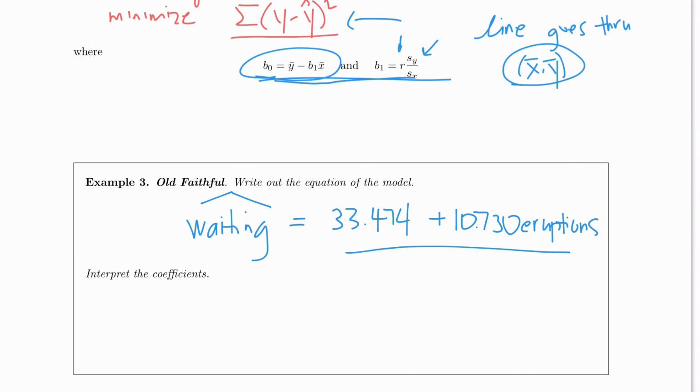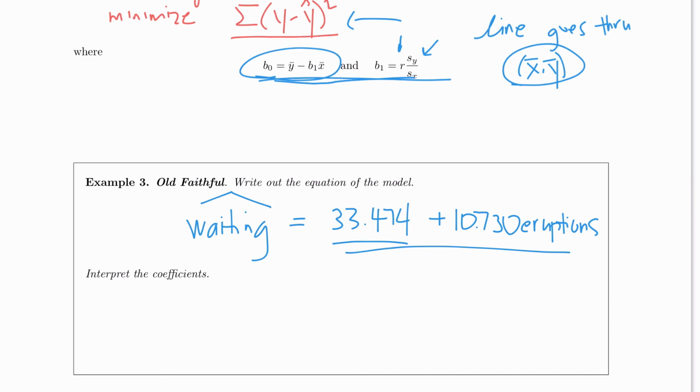So how do we actually interpret this 33.474? It is the value of y when x is equal to 0. In this case, we don't have any data near 0, meaning we don't have any eruptions that lasted 0 minutes. So really this prediction is somewhat meaningless. But theoretically, it would be telling us that an eruption lasting only 0 minutes is expected to be followed by a waiting time of 33.5 minutes until the next eruption.